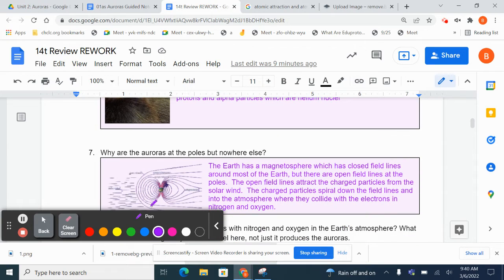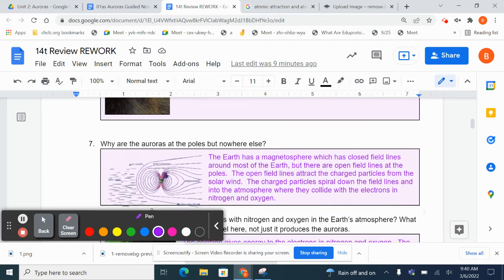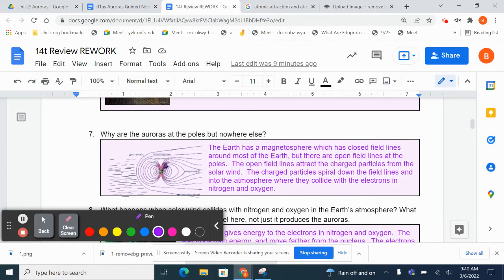All right, so now let's look at why the auroras are at the poles but nowhere else. And of course, this is because the Earth has a magnetosphere, the magnetic fields, which has closed field lines around most of the Earth, and you can see them here. Here are closed field lines on this side and on this side. But there are open field lines at the poles, and this diagram really doesn't have them drawn in all that well, but they would look something like this at the poles.